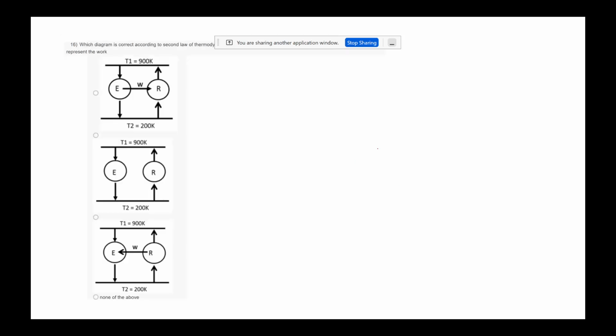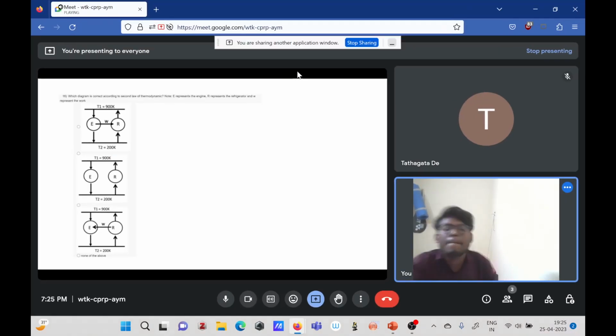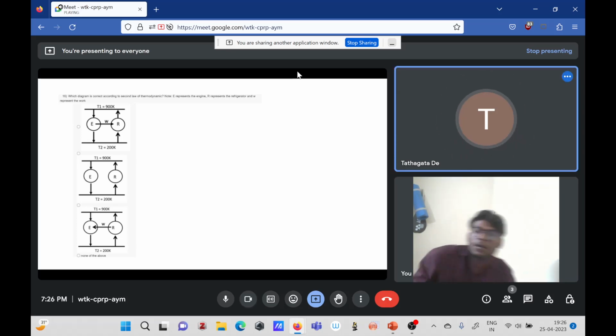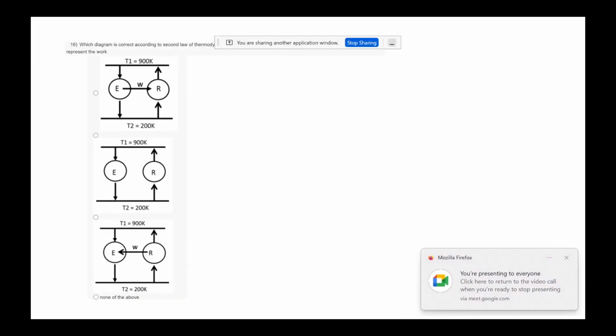Now this one is also just a simple problem. Tell me the answer. Which diagram is correct according to the second law of thermodynamics? Note, E represents the engine, R represents the refrigerator, and W represents the work. First one, obviously. So the first one is correct.